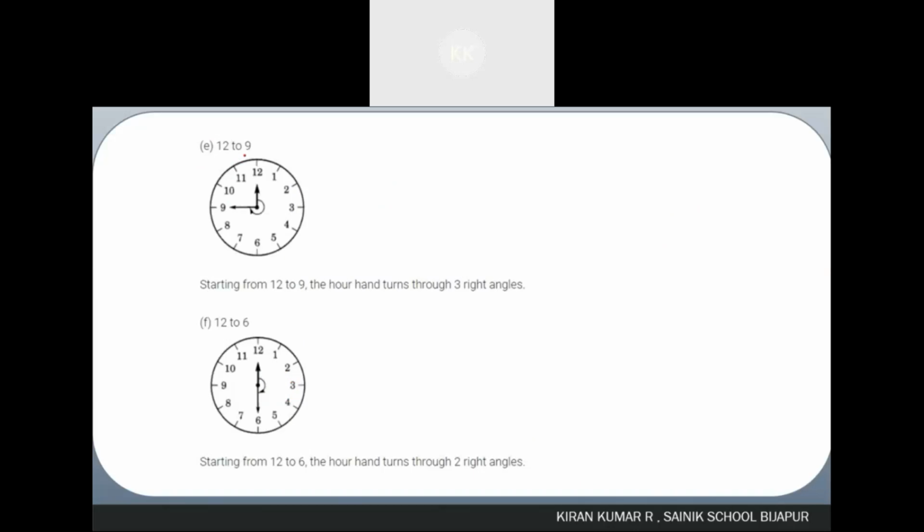Next, from 12 to 9. From 12 to 6, it will be 180 degrees. From 6 to 9, it will be 90 degrees. So totally 3 times 90 degrees it has undergone, or 270 degrees. Next, we have 12 to 6. It makes 180 degrees, which is the same as 2 right angles. Let's look at the next question.